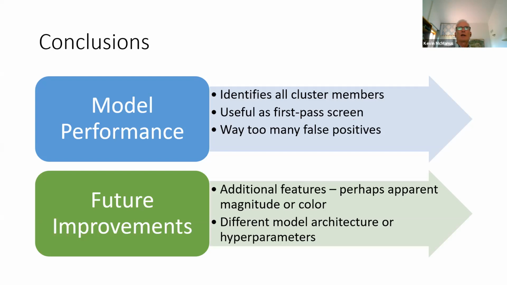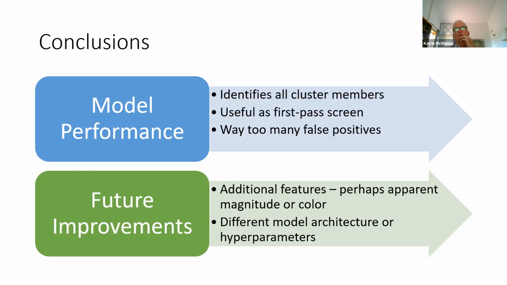This model is crying out for additional features. I'm not exactly sure what those additional features are going to be. My astronomy teacher suggested maybe using apparent magnitude or star color. Not so sure I agree with that. I need to internalize whether that's a good idea or not, but certainly wouldn't hurt to try it.